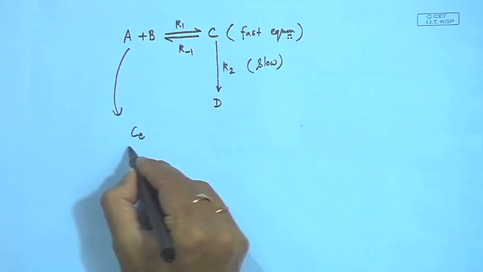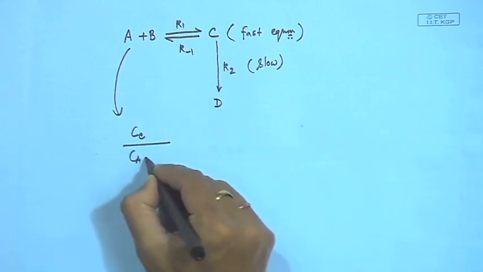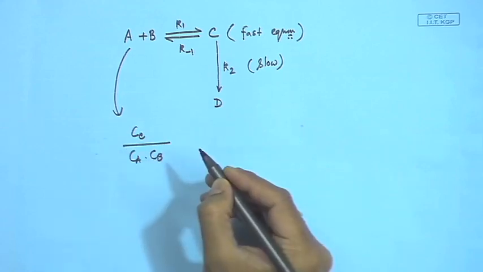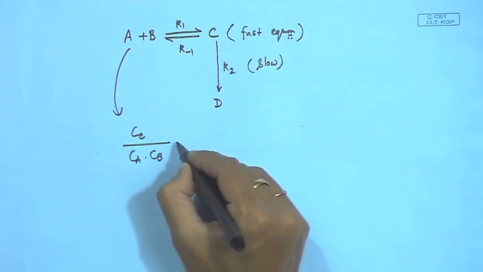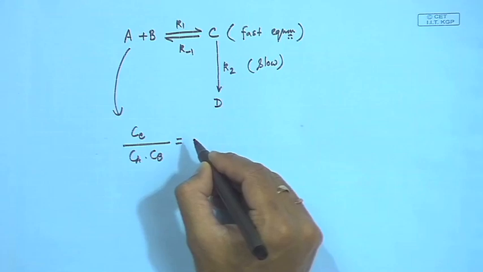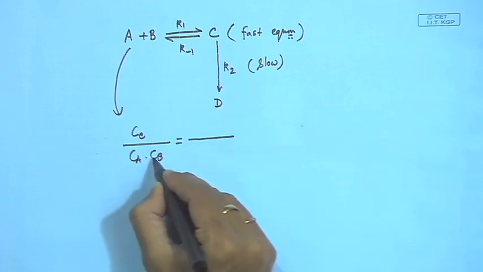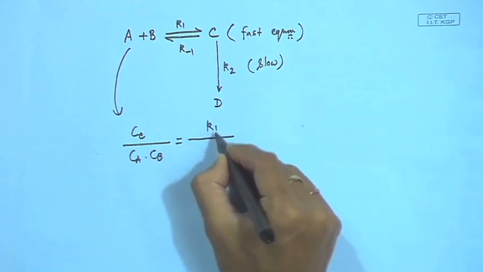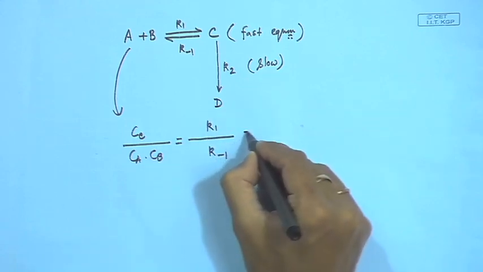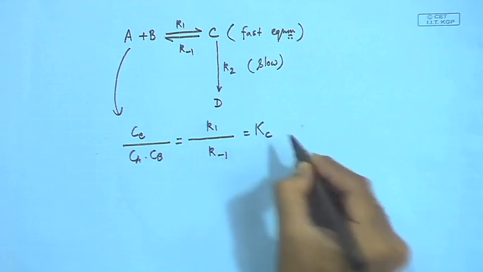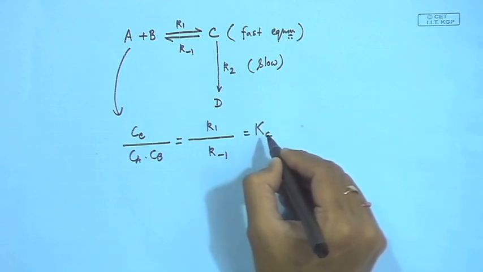The equilibrium constant for this particular step, where the fast equilibrium has been established, is [C] divided by [A] into [B], of course under the dilute solution approximation, because if it is a concentrated solution, then you have to invoke the concept of activity. So, [C] divided by [A][B] is K1 divided by K minus 1, which is equal to Kc. It is a concentration equilibrium constant.